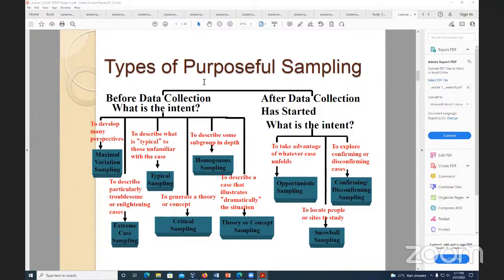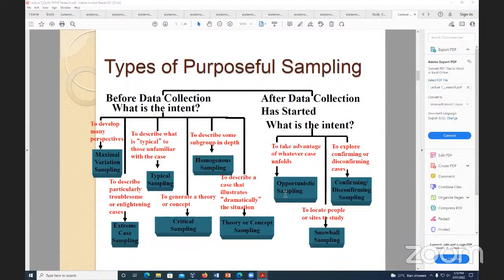So if the intent of the project is to develop many perspectives to describe what is typical, there are all these different intents. So what is the intent before and what is the intent after? Depending on the intent, there are all these ways to do sampling, right? If you remember, we've already talked about snowball sampling, where it's hard to find people, so somebody who answers your question, you say, do you know anybody else or another place that would be a fit? And they point you there.